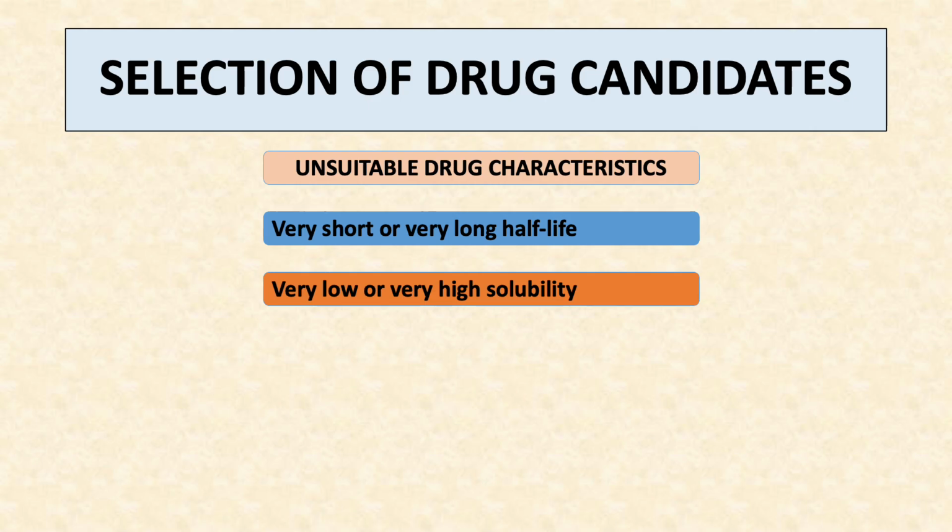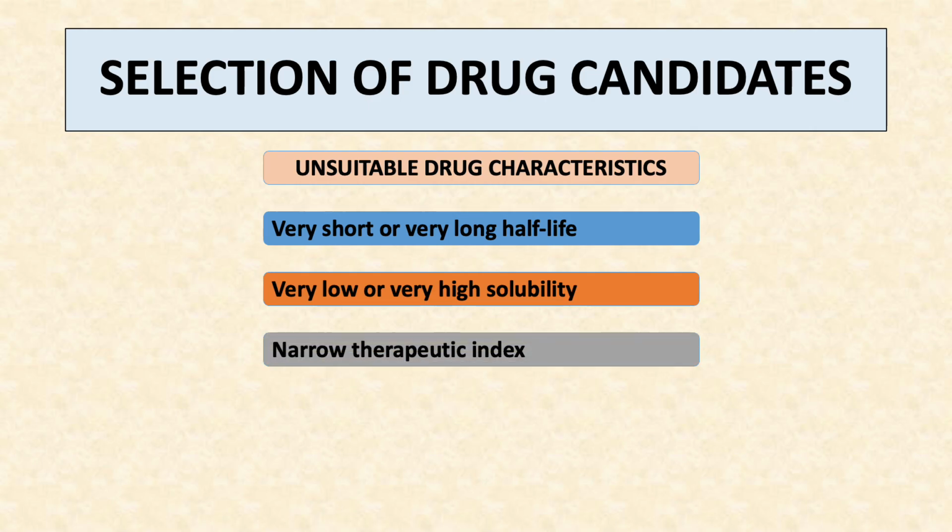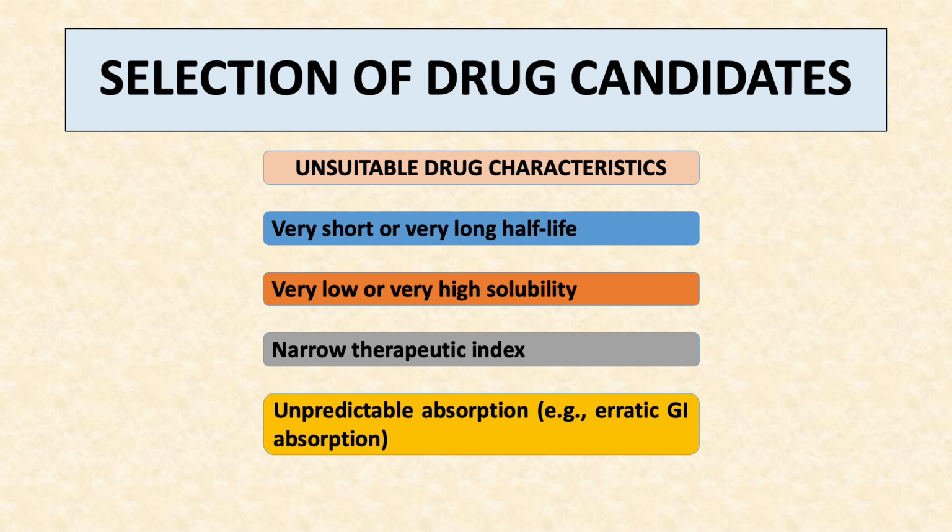Now next, narrow therapeutic index. Small changes in plasma concentration can lead to serious toxicity. Controlled systems may release unevenly due to physiological variability, making them unsafe.